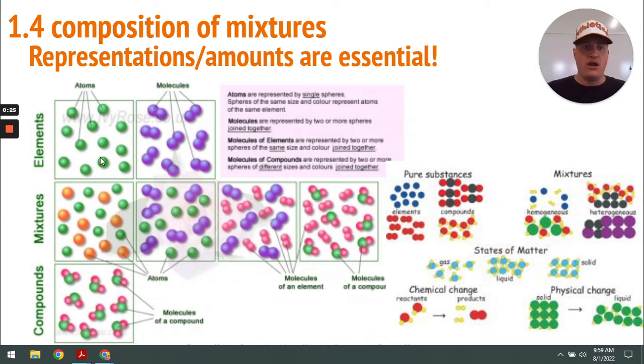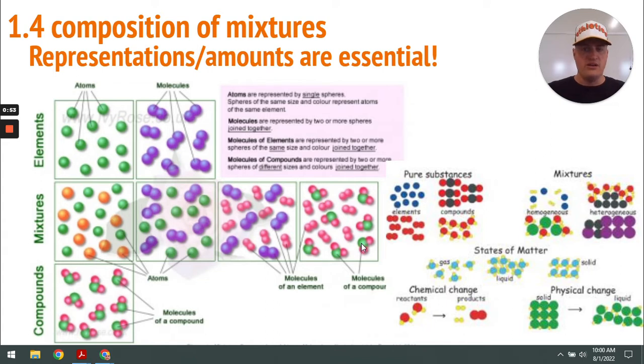So often we'll show elements and molecules, of course, as small spheres. When they're conjoined, that means they'd be molecules, okay? Mixtures may be atoms of different color, different sizes. Of course, we have atoms mixed with molecules that are different of each. And then you have things that are a compound where you can see that they have different colors, different sizes.